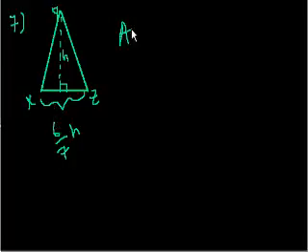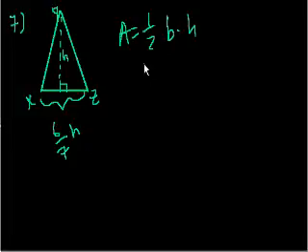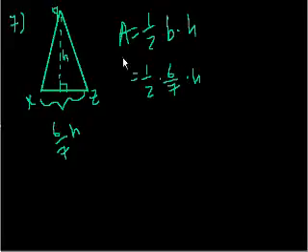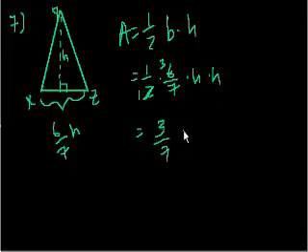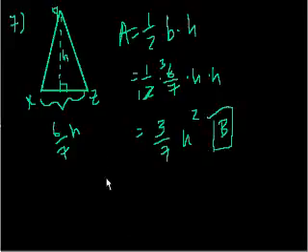Well, area is equal to 1/2 base times height, right? And what's the base? Well, the base is 6/7 h, and then the height is h. So this equals, let's see, this 2 becomes a 1, this becomes a 3. So I get 3/7 times h squared, which is choice B. They wrote it as 3h squared over 7, but we know that is the same thing. So that is choice B.